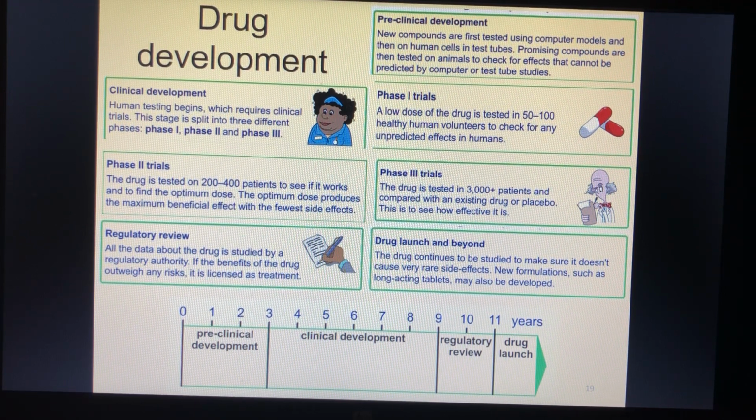It then goes to the regulatory review. You'll know a lot about this from the news lately, because this is where it goes off to check that the drug trial was done in the right way and that everything was done correctly, and more importantly to check that the benefits of the drug outweigh the risks. And then the drug is launched, okay? And it's still monitored and developed over time to check that it's still doing the job it should do and that there are few side effects.